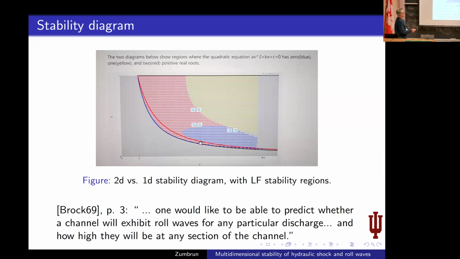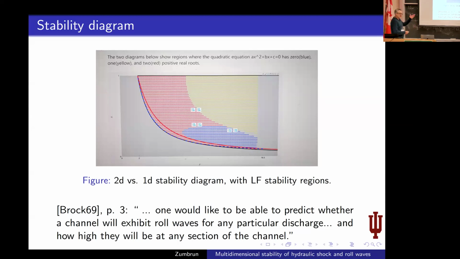And these are different types of instabilities, the blue and the red. I won't go into that, but going back to the early numerical and experimental work of Brock, his goal was to be able to predict when a channel will exhibit roll waves for a particular flux, and how high they will be.